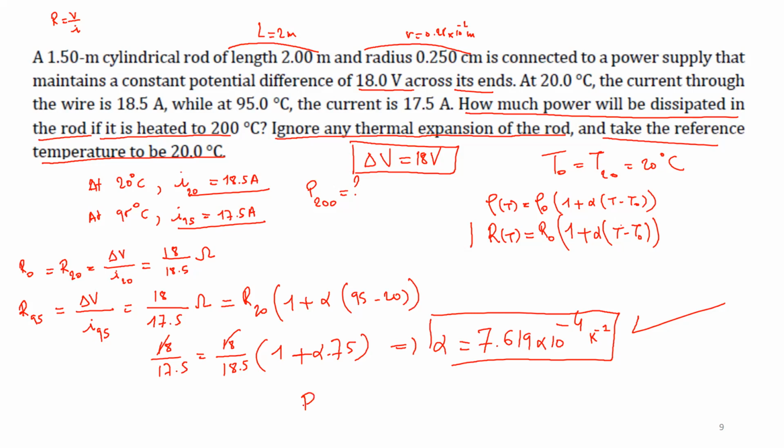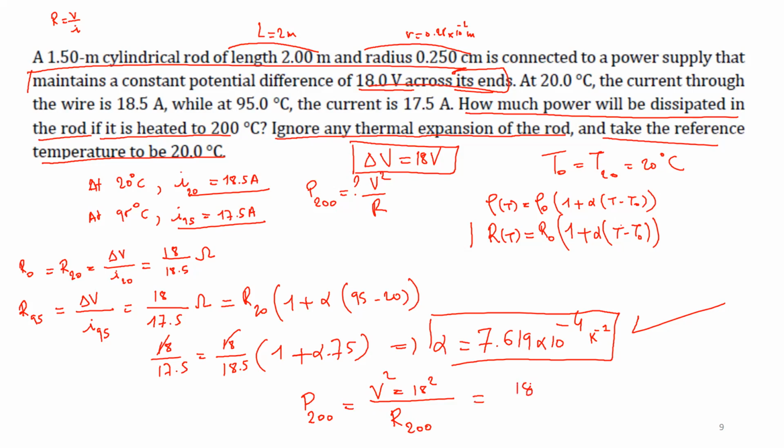Well, you know that the power dissipated by a resistor at 200 degrees Celsius will be V square. By the way, V square, I know it is 18 square. It's fixed, that's what I said here, it remains constant, divided by R. But which R should I use? I should use, of course, R at 200 degrees Celsius. Power is V square divided by R, so 18 square divided by R, but the R is at 200 degrees Celsius.